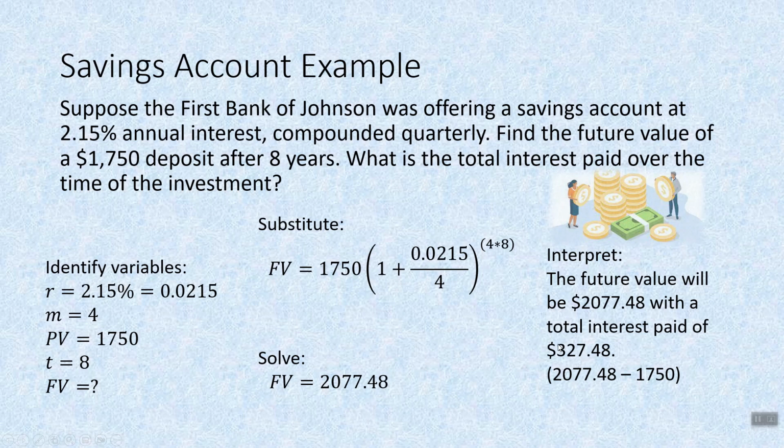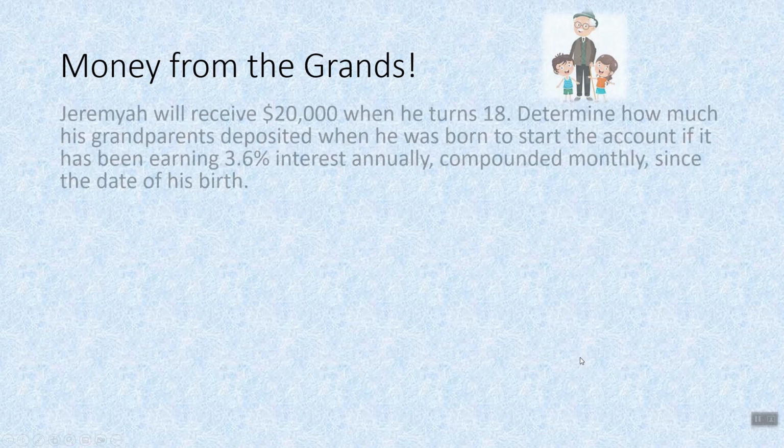How do we get interest? Future value minus present value equals interest. Always future value minus present value equals interest. Let's look at another one.